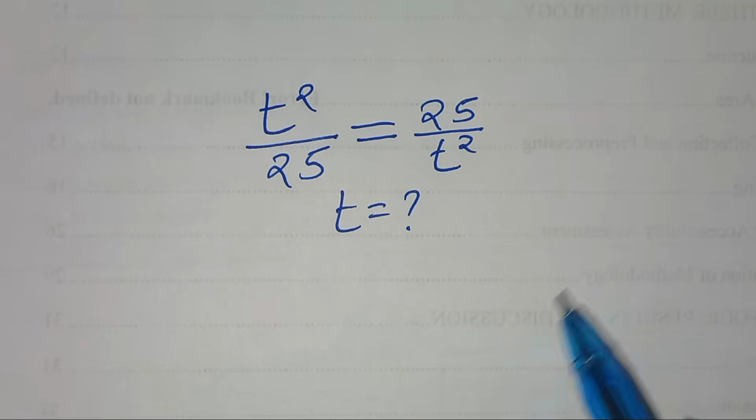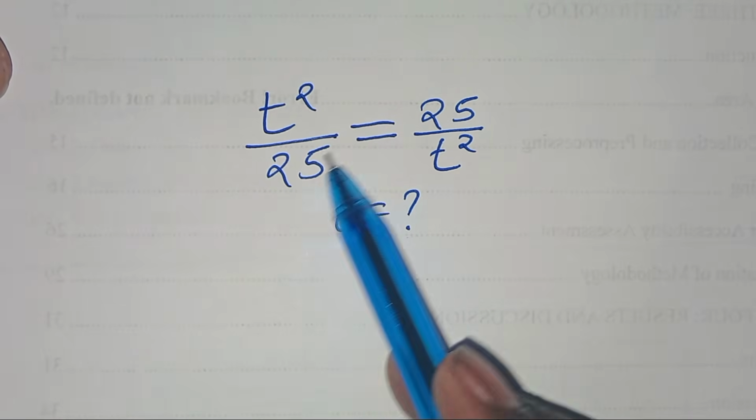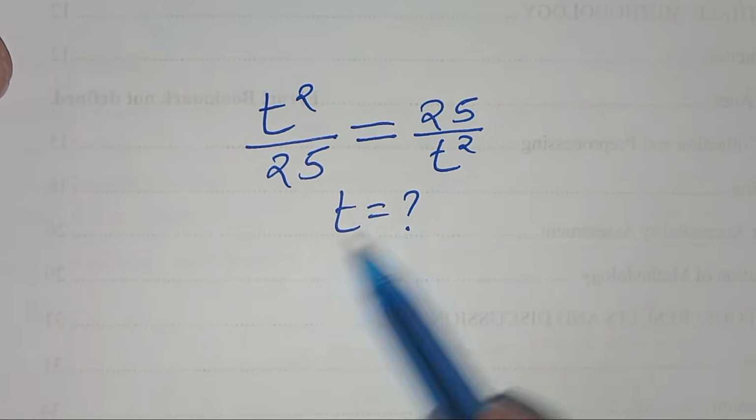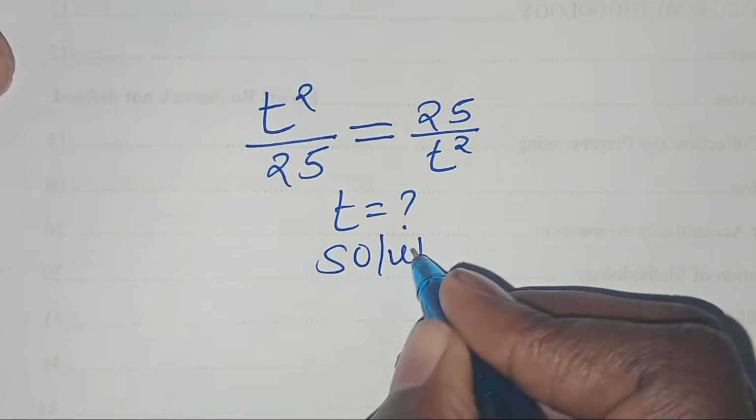You're welcome to solve this nice exponential equation, which is t to the power 2 divided by 25. This is equal to 25 over t to the power 2. So what is the value of t? Now, solution from here.